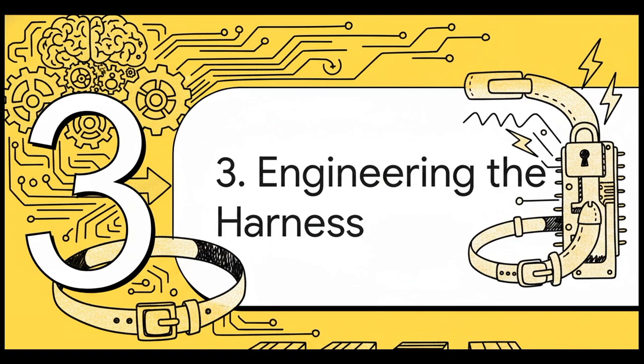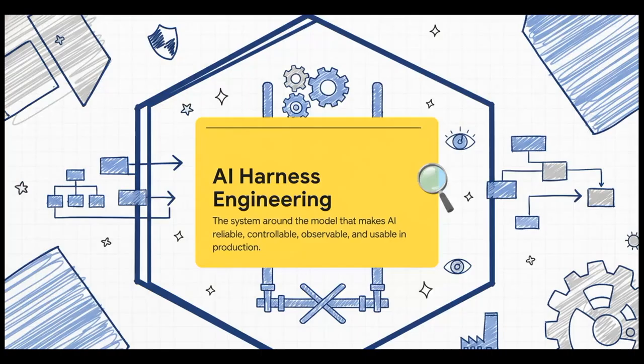And that brings us to the hero of our story, this idea of an AI harness. This is the engineering discipline that takes a powerful but kind of wild AI model and turns it into a reliable tool you can actually put in production. So what is it exactly? Well, AI harness engineering is all about building the system around the model. Its whole job is to create structure, to enforce rules, and to make that AI reliable, controllable, and something you can actually observe and use in the real world.